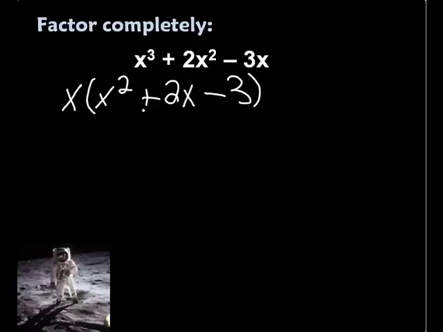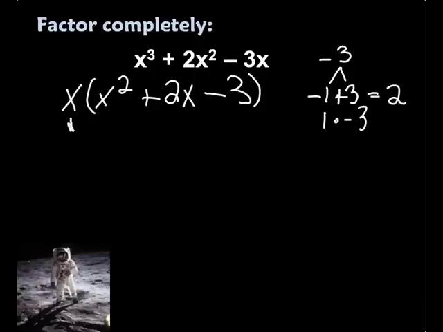Now I look inside of my parentheses. Once again, are there any common factors? Nope. Then I look to my leading coefficient. Since it's 1, I'm going to factor as usual. I look here at my constant, which is negative 3, and I start thinking of things that multiply to negative 3. Well, negative 1 times 3, 1 times negative 3. But remember, I wanted to add to a positive 2, a positive 2x here. So negative 1 plus 3 just so happens to be my positive 2.